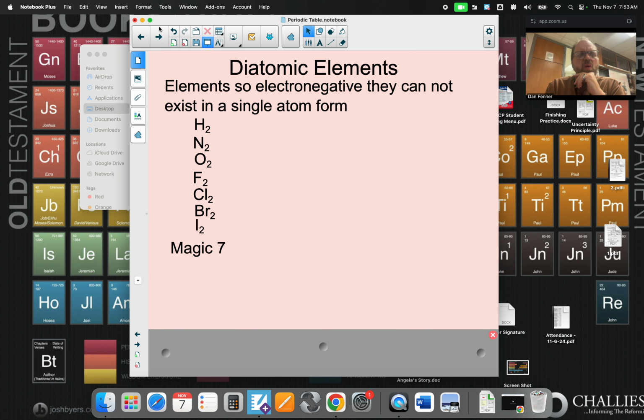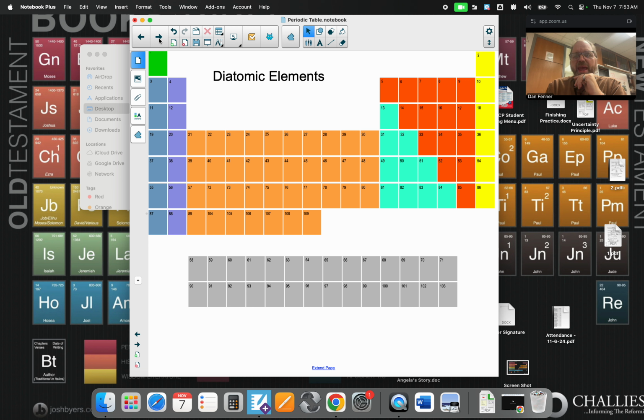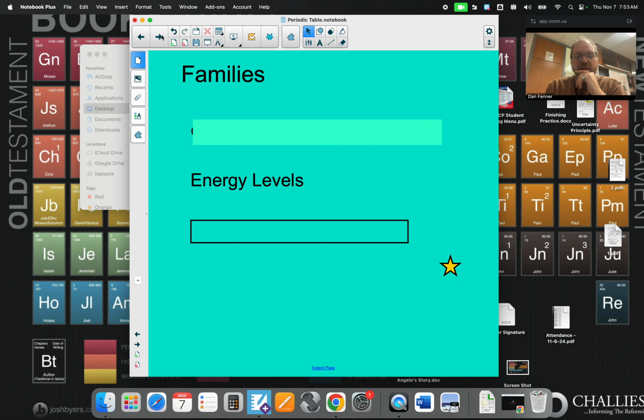So let's go and look at the periodic chart again. Okay, and here are the 6 of the 7, and you'll notice that makes a nice little 7, so we call that the magic 7. So if you look at the chart and I ask you, is it diatomic? If it's in here or it's hydrogen, those are the diatomics. Alrighty, so tomorrow we're going to talk about families and energy levels. We'll discuss that later. So let's go to a practice.